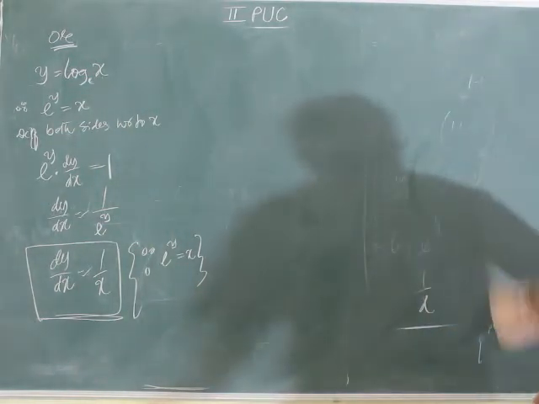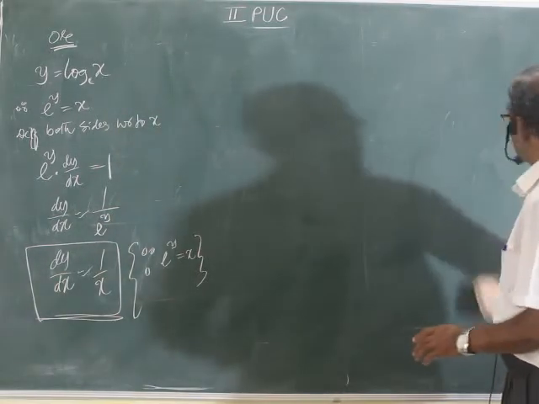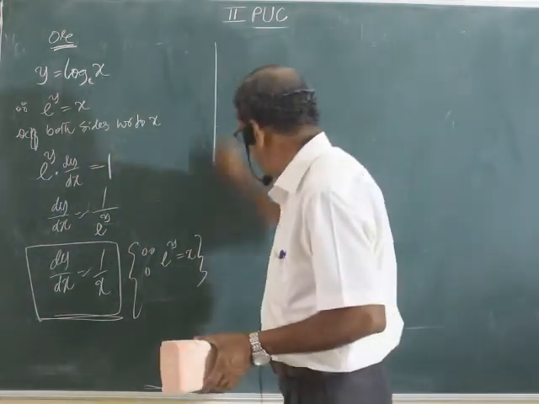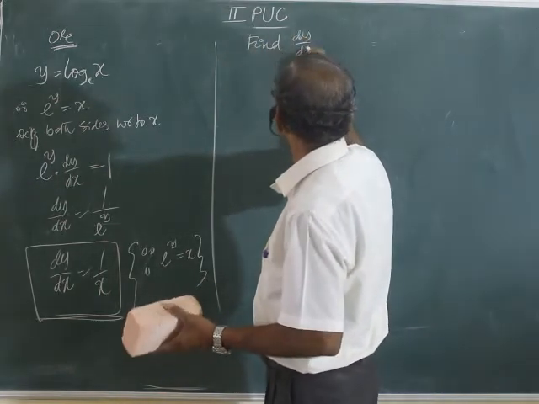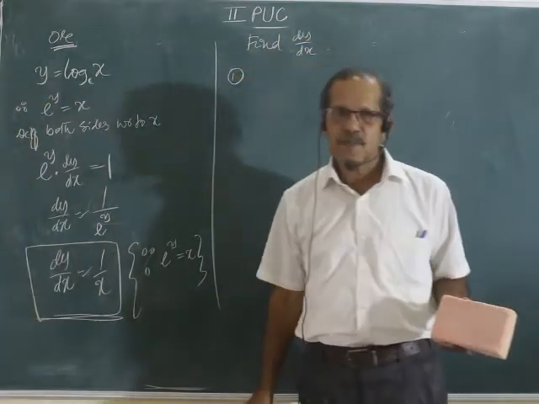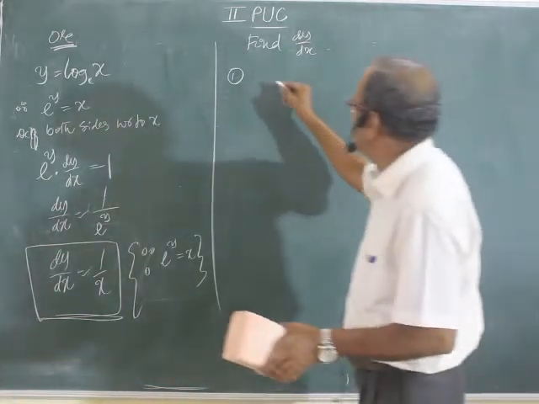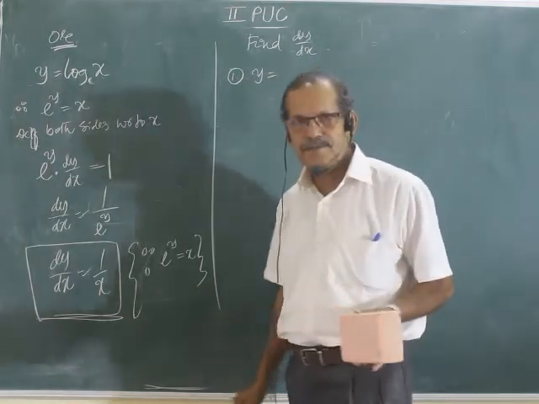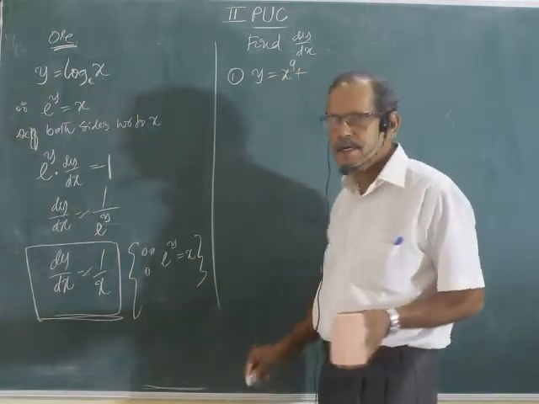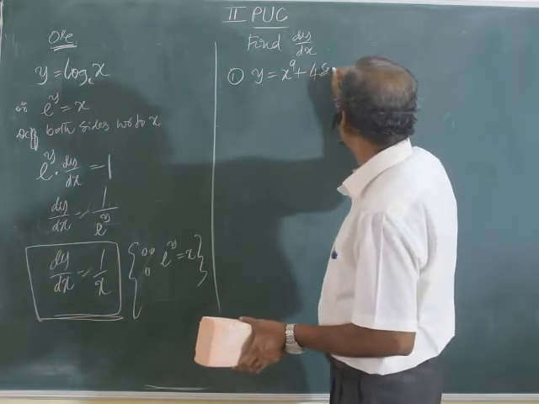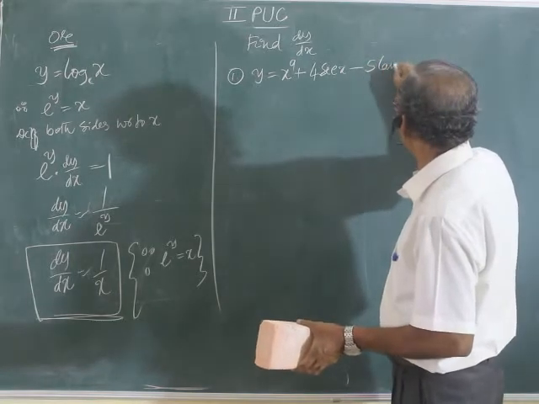Derivative of log x is once again 1 over x. Now, let me include the derivative of this. Find dy by dx. First one is y equal to x to the power 9 plus 4 secant x minus 5 tan inverse x.